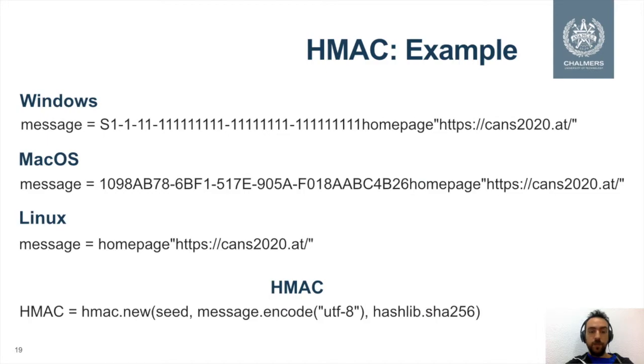If we put all together the prefix and the properties we want to change, here we have some examples depending on the platform. Concretely, we are setting the web page of the conference as the home page of the user. Finally, once we know how to create the message, and assuming that the seed is fixed as we already saw, we have to compute the HMAC function using both the message and the seed. To do so, Chromium uses a SHA-256 hash function.